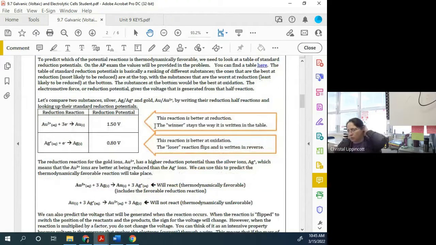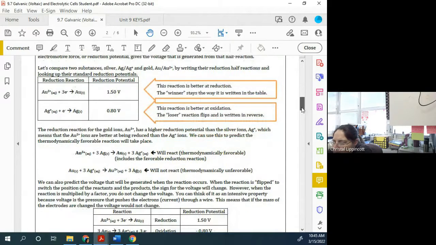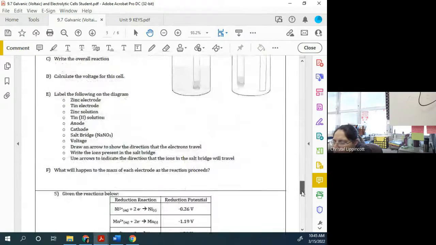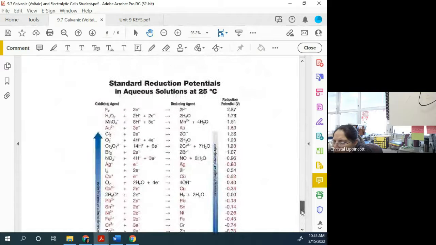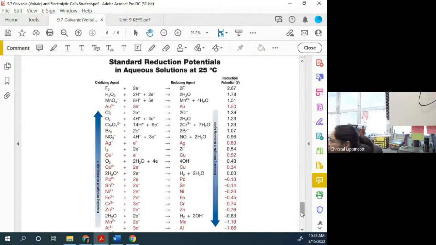To predict which of the potential reactions is thermodynamically favorable, you have to look at a standard reduction potential chart, and they would give one of these to you on the exam. I have provided one for you a couple pages in. It looks like this.